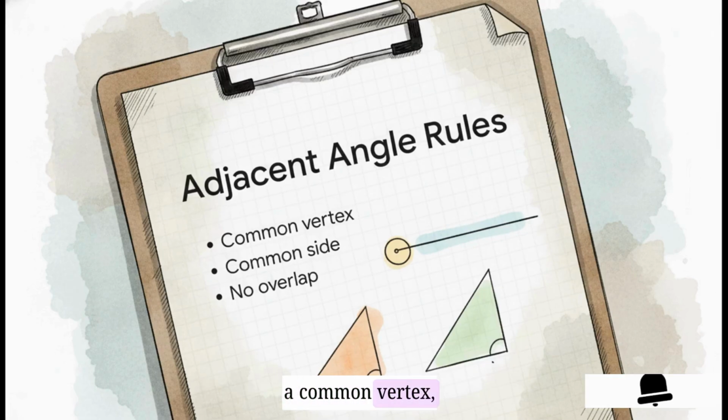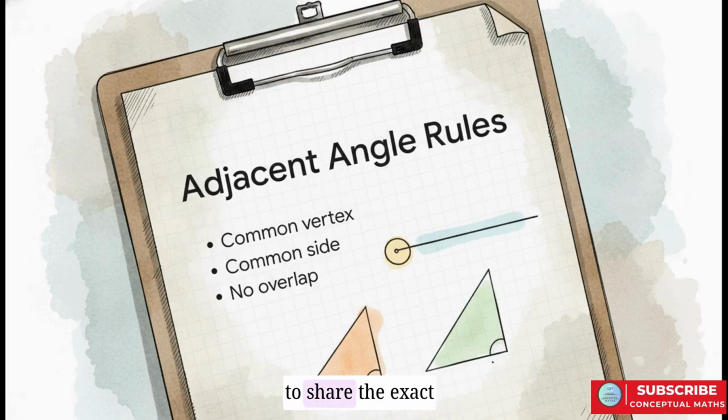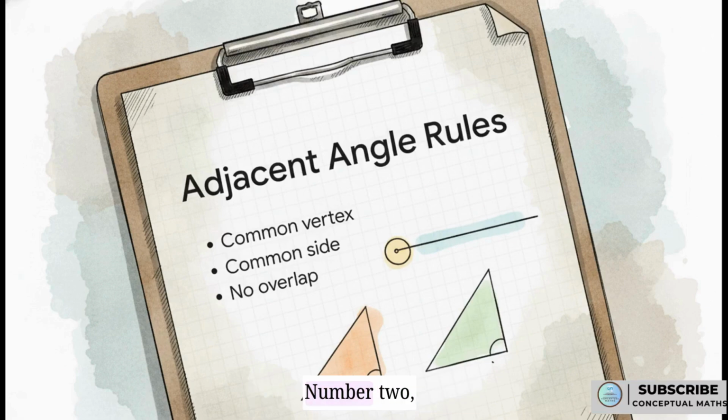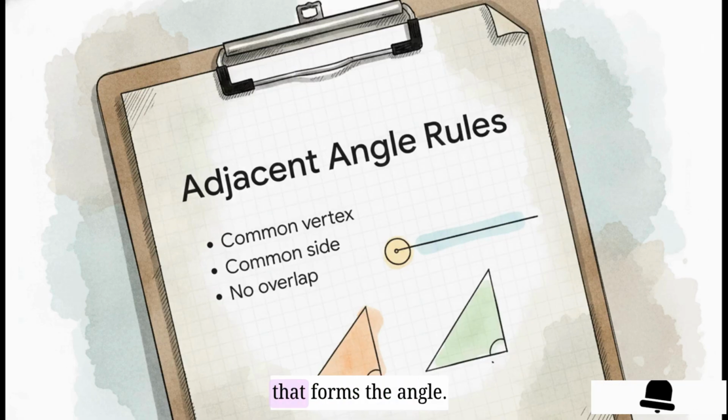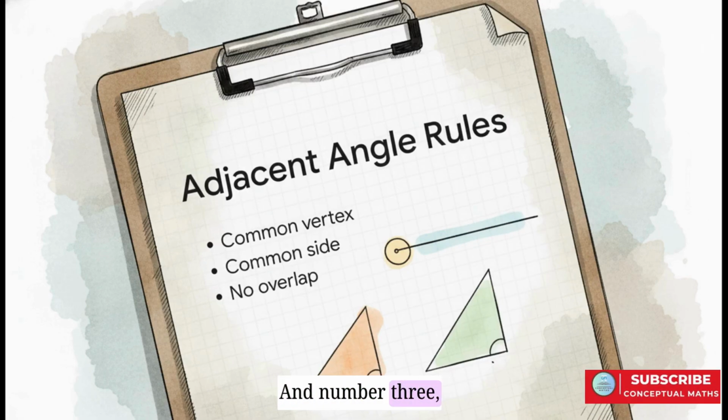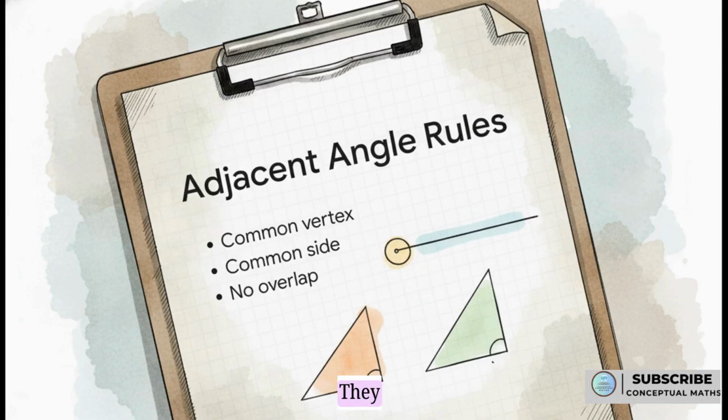Number one, a common vertex, meaning they literally have to share the exact same corner point. Number two, a common side. They've got to share one of the actual line segments that forms the angle. And number three, zero overlap, none. They have to sit perfectly, neatly, side by side.